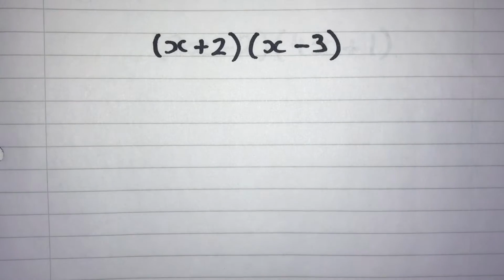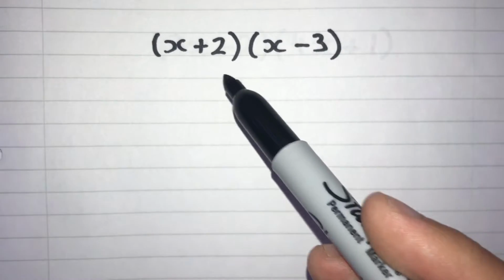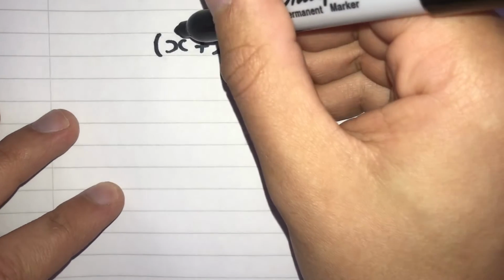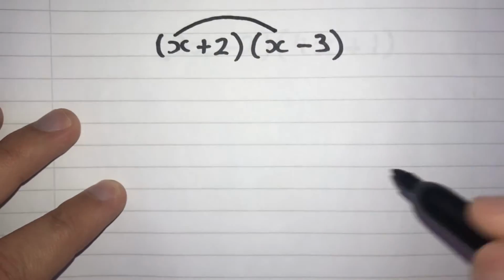Okay, let's look at another example. This time we have x plus 2, x minus 3. So we've got a negative in here as well, and we'll see how that affects things. We'll start off with our firsts again, remember our FOIL method. So again, this time it's going to be x multiplied by x, which gives us x squared.